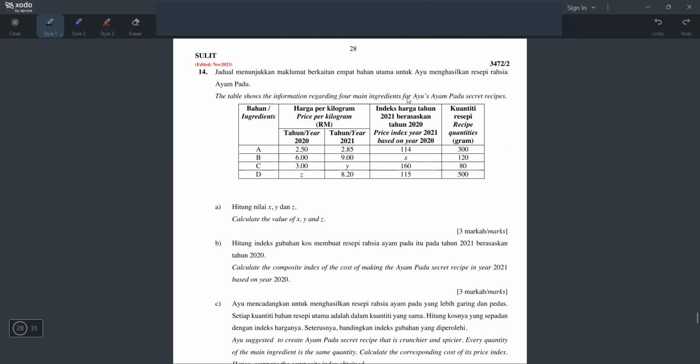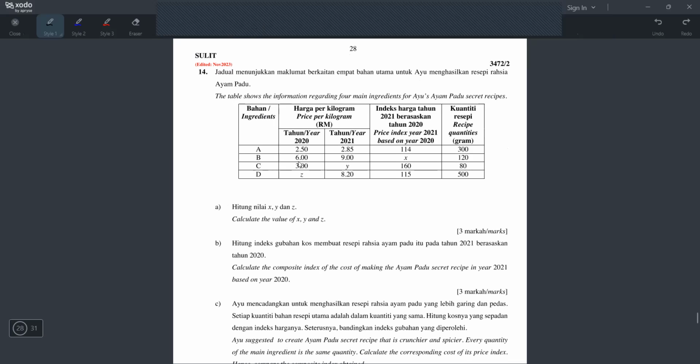The table shows information regarding 4 main ingredients for Ayu's Ayam Padu secret recipe. So first thing first is, what is this? A, B, C, D. This is a very important keyword, right? So when you read the question later, if they never mention A, B, C, D, you have to take the average or the composite index, right? So this is very important keyword.